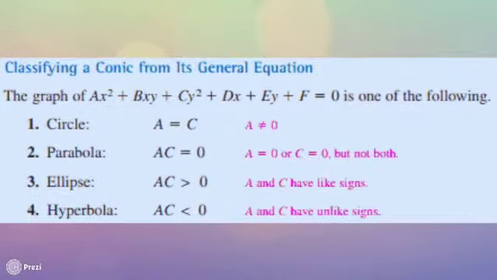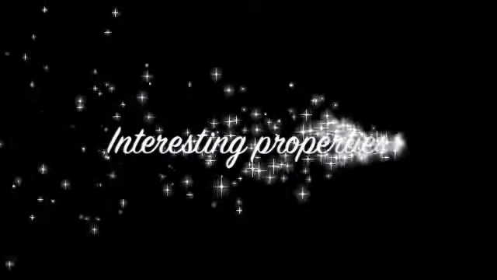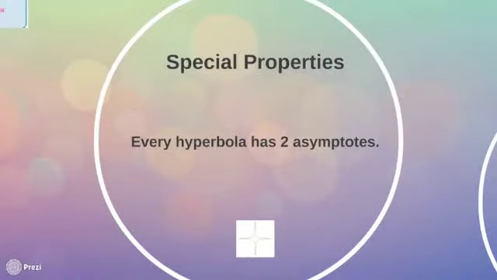Now, enough of the boring information. Let's see what interesting properties a hyperbola has. You will be surprised, but the hyperbola is the only conic section that has asymptotes. As we zoom out, the hyperbola will start to look like two lines. These are the asymptotes. Every hyperbola has two asymptotes.